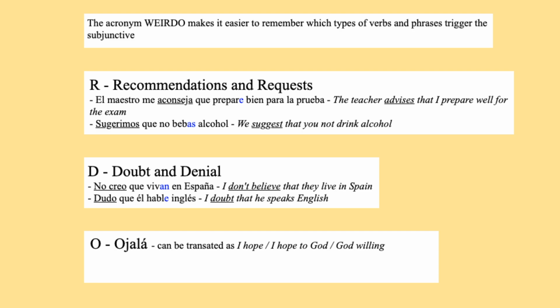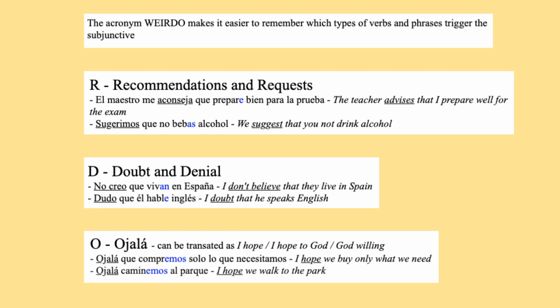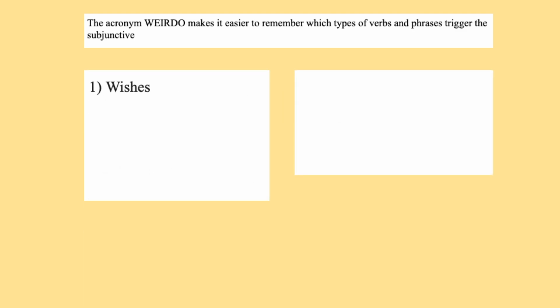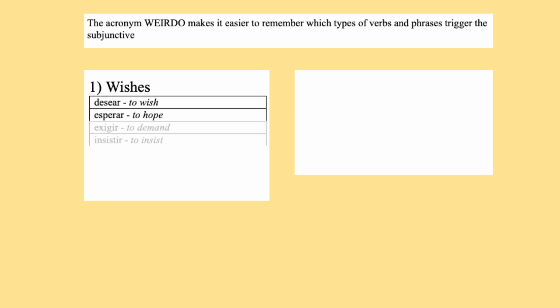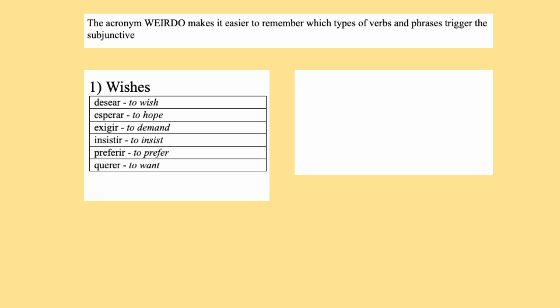O is for ojalá, which can be translated to I hope to God, or God willing. Ojalá que compremos solo lo que necesitamos. Ojalá caminemos al parque. I am now going to provide you with lists of verbs and verb phrases which activate the subjunctive.